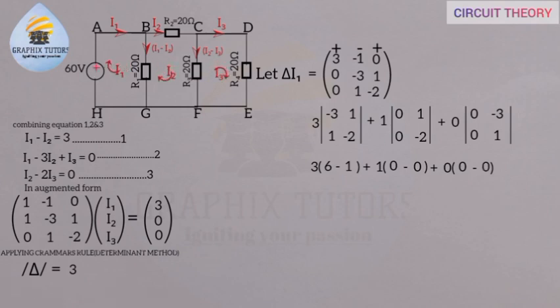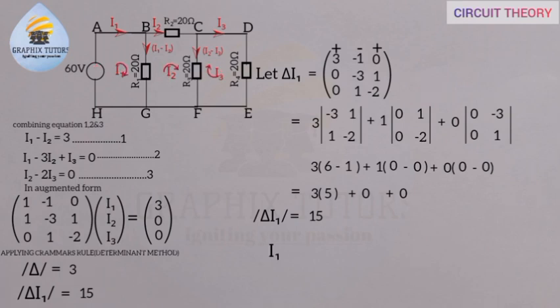So at the end of the day, we'll now have 3 into bracket, 6 minus 1 is 5, plus 1 times 0 minus 0 is 0, times 1 is 0. 0 minus 0 times 0 is 0. So we're left with 15. Now that means my I1 will be equal to the determinant of delta I1 all over the determinant of delta, and that will be 15 all over 3. So we have I1 to be 5 ampere. So it's 5A we have there.